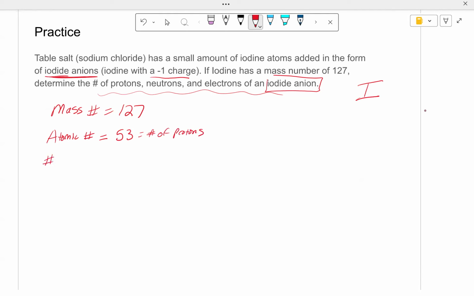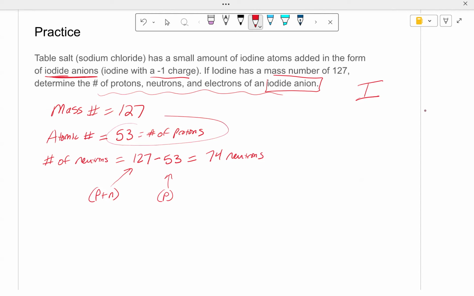Now, how do I find the number of neutrons? Well, that's just the mass number minus the atomic number. Because remember, mass number is protons plus neutrons, and atomic number is just protons. So if you subtract those two, you get the number of neutrons. So we have the number of protons and the number of neutrons.